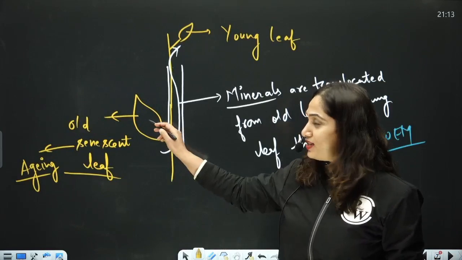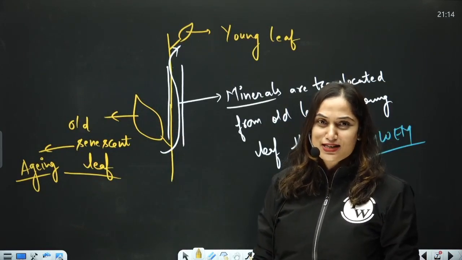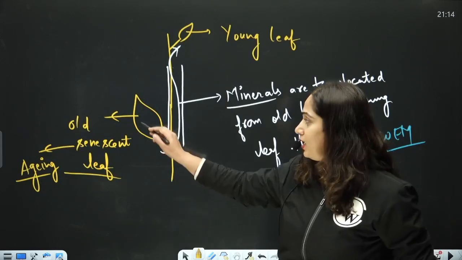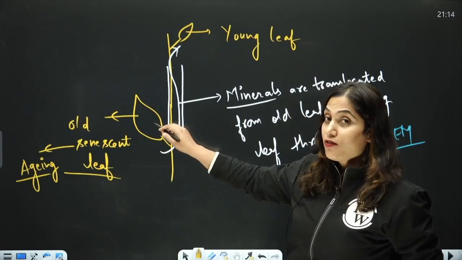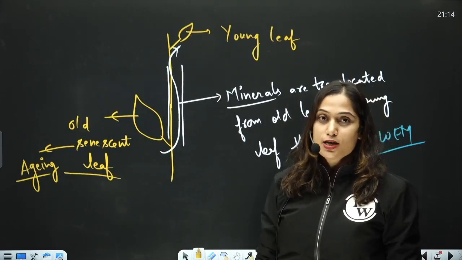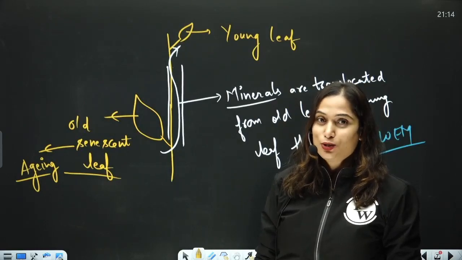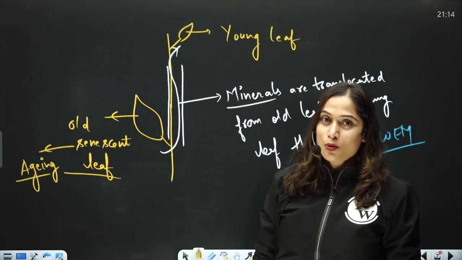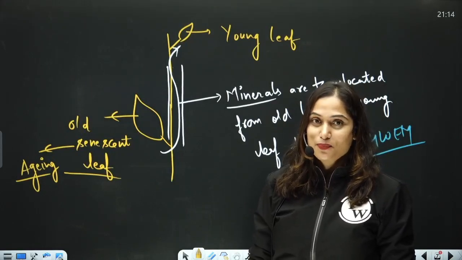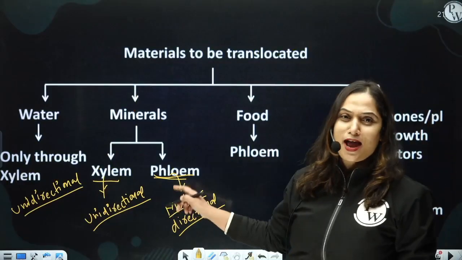So when this old aging leaf, or senescent leaf, will separate from the plant, it will give its minerals to the younger leaf, and then the translocation of minerals does not occur through xylem but through phloem. So the minerals from old parts to the younger parts get translocated via phloem. This is how minerals get translocated both through xylem and phloem.